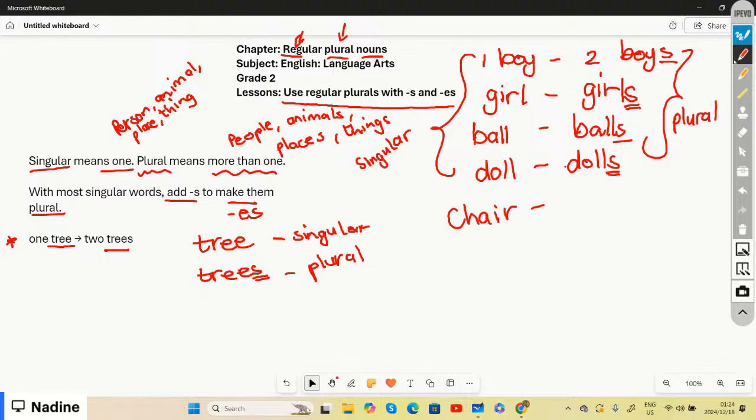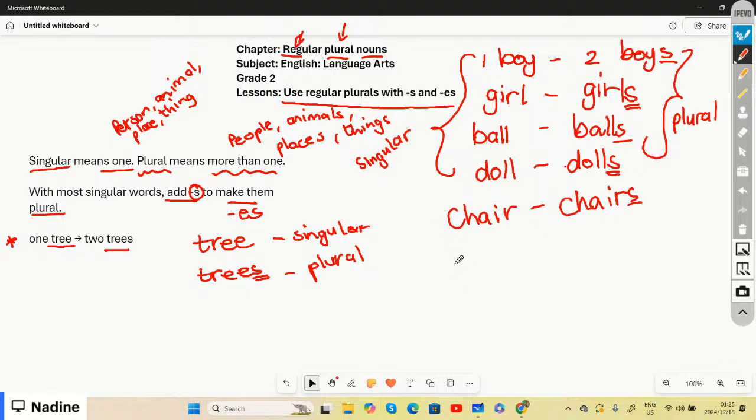All right, and if we were to refer to the plural of the word chair, then it is chairs. And as you can see, we basically just add an S to that word, and that is why we say it is a regular plural noun. When we talk about regular plural nouns, it means that we just add an S to make them plural, to show that there's more than one of that, right?